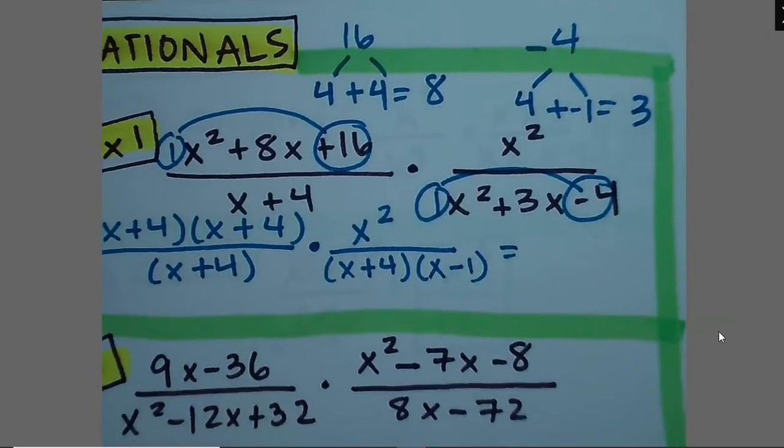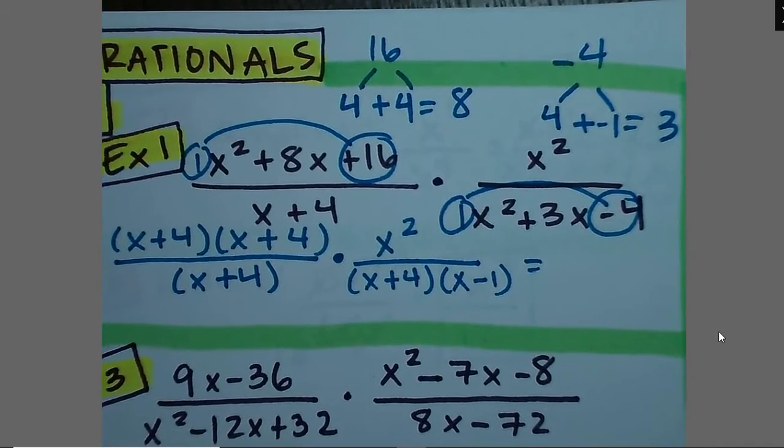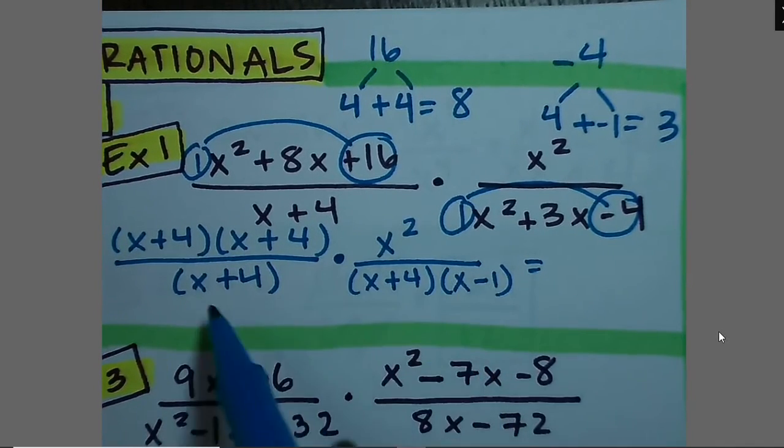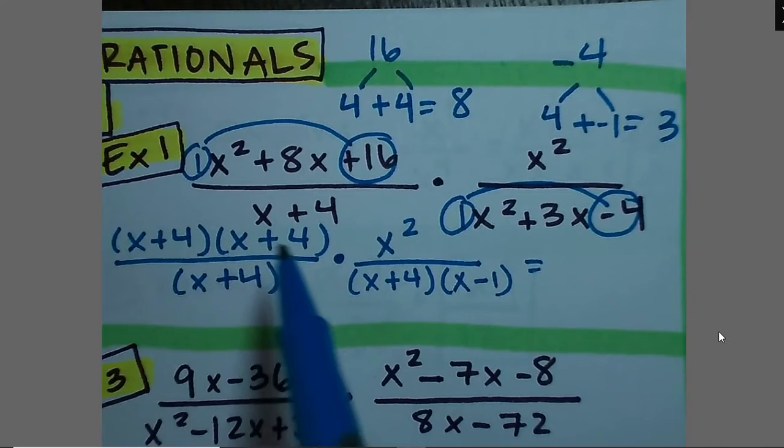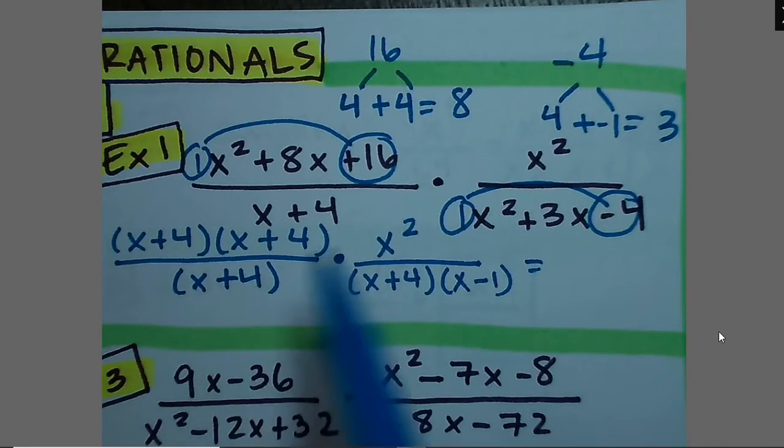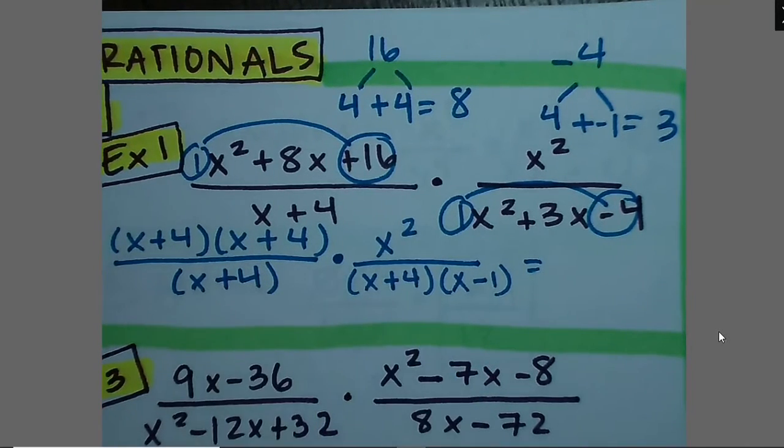Okay, our next step is just going to be to start crossing stuff out. So since I would be multiplying all the way across, I can cross things out this way, or this way, or this way, or this way. So there's a ton of different ways I can cross things out. But let's just start on this side and then go from there.